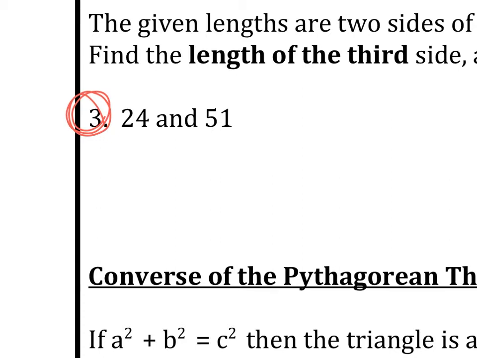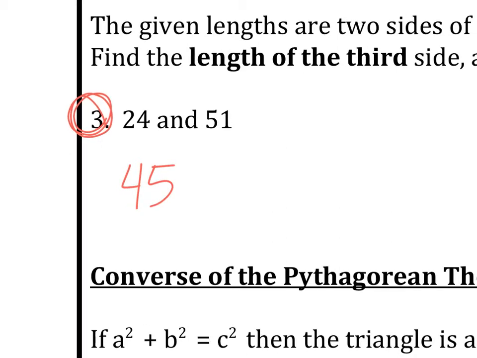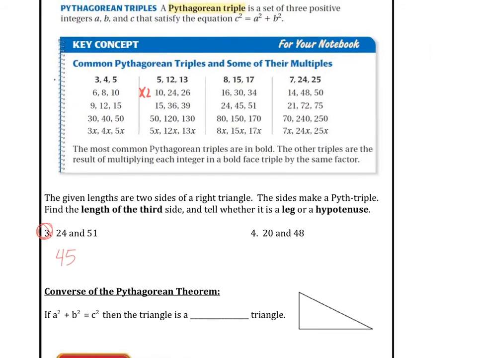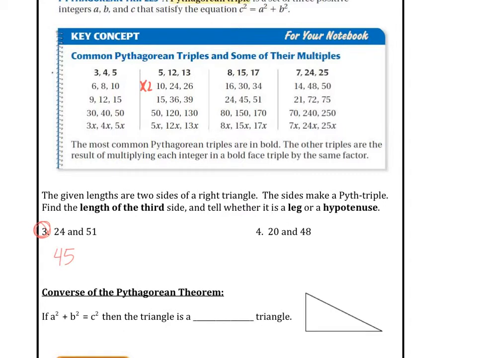Jacob, what's the third side? 45. You see it right here. It's under 8, 15, 17. If you take 8, 15, 17 times 3, you get 24, 45, 51. So is 45 going to be a leg or hypotenuse? Leg. It is not the longest side.